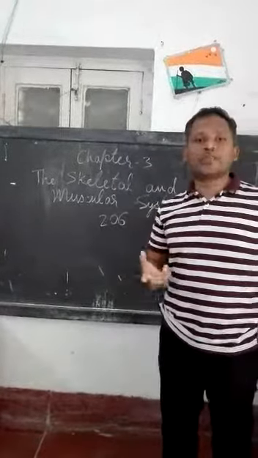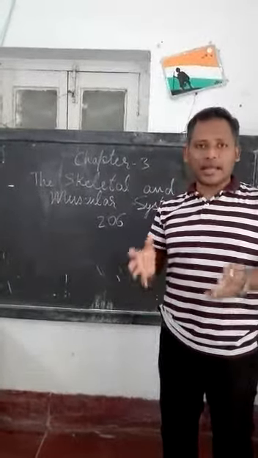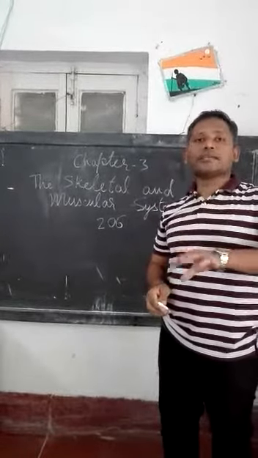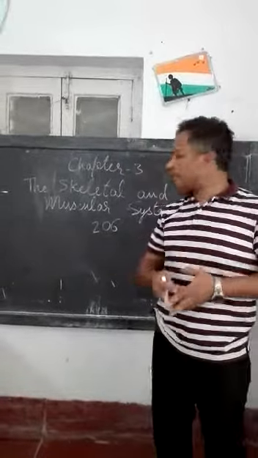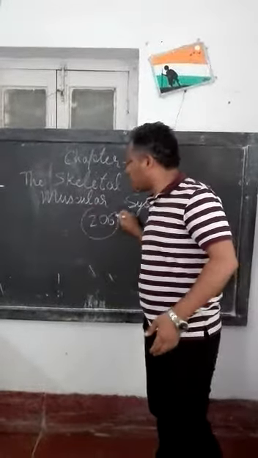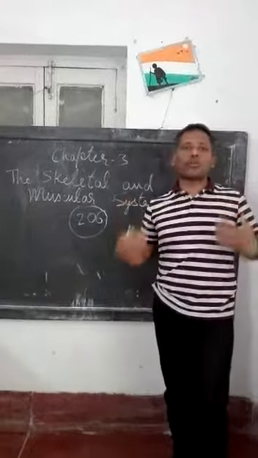Now, when a baby is born, at the time of birth, the baby has around 300 bones. But when they grow up, many of the bones get fused, and ultimately an adult human being has 206 bones. These bones are present all over the body.